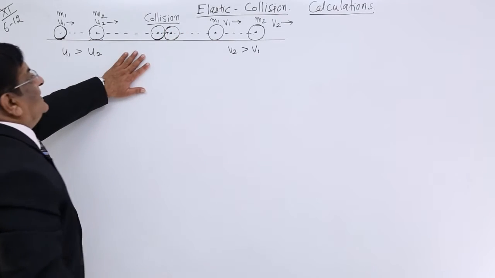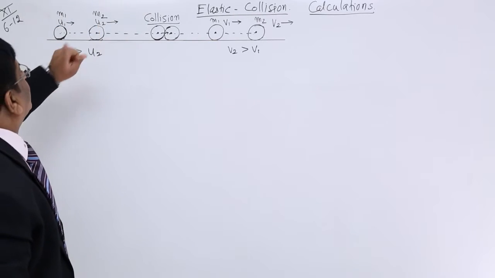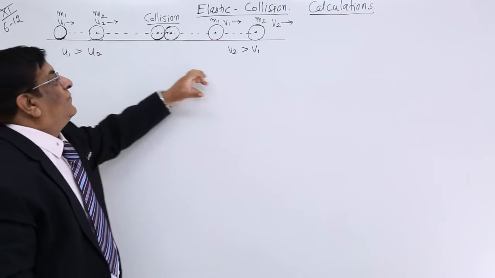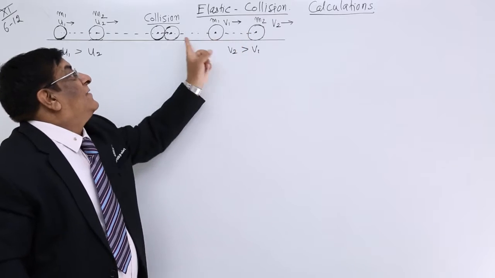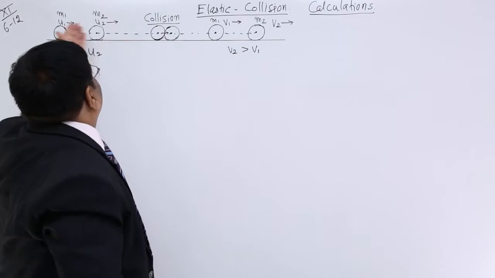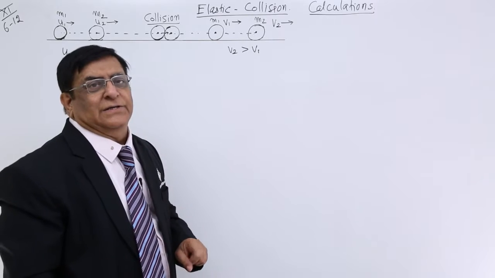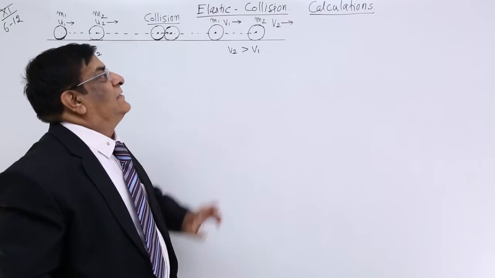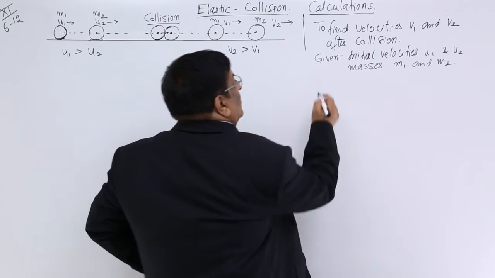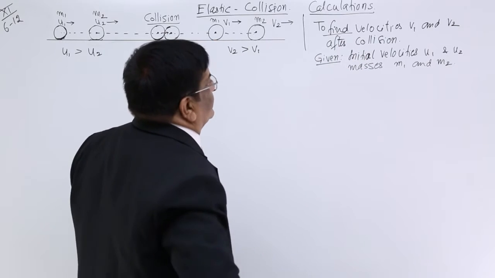Now, in this, we know the quantities. Their masses are m1 and m2. Their initial velocities are u1 and u2. But we want to find out what will be their velocities after the collision, depending upon their masses and these velocities. So we have to find out relations. What is our primary target? To find out the velocities after collision. These are the given quantities and this is what we want to find out. So we start our calculation.